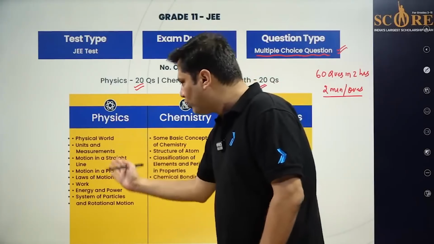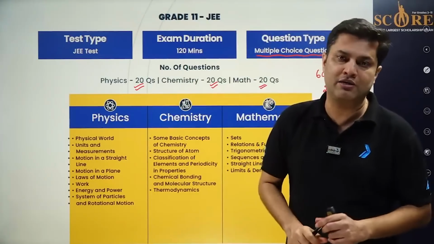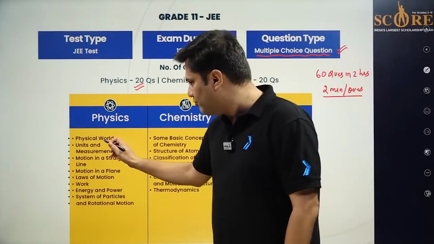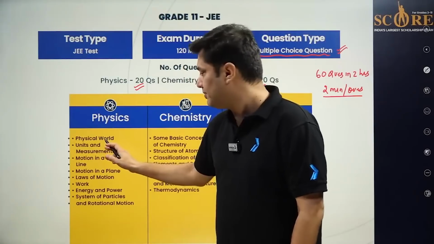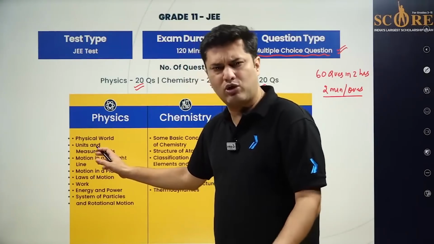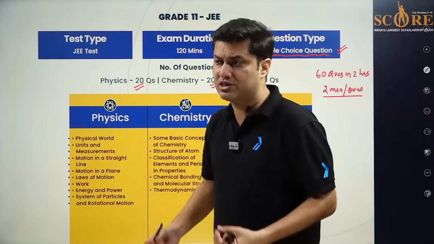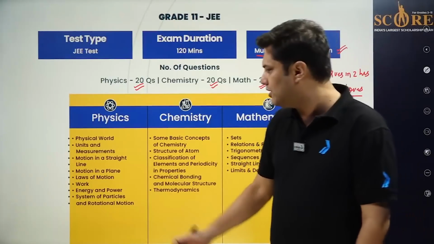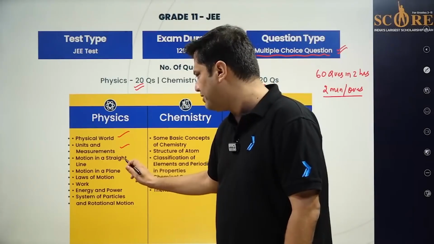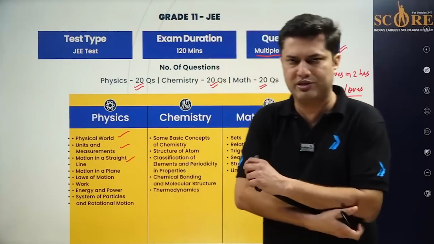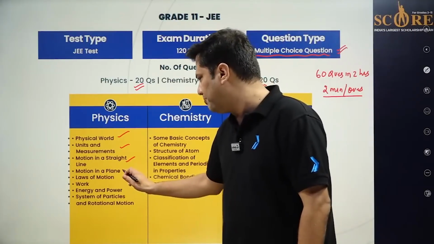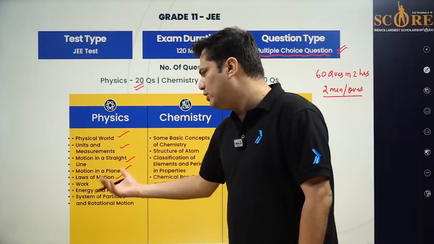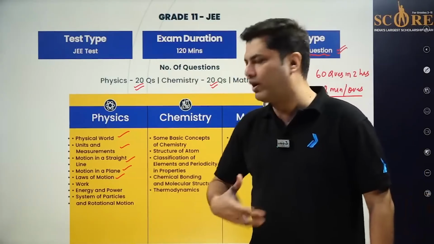Now please focus on the syllabus of class 11th physics. In physics we are covering physical world, units and measurements. These are the initial chapters of class 11th. You must have studied them; this is the end of July. I think everyone has studied physical world, units and measurements. Motion in a straight line obviously is completed. Motion in a plane, laws of motion. Maybe you are somewhere around laws of motion or work, energy, power.